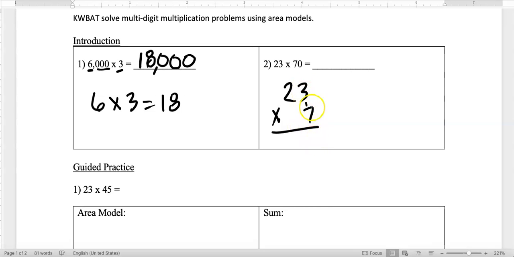7 times 3 is 21. My 1 comes there, regrouping my 2 tens. 7 times 2 is 14 plus 2 gives you 16. I can simply write that 16. I don't have to regroup. So I have 161 as my answer for 23 times 7. I have 1 zero to add. And I'm not going to forget my comma, so I'm going to count 3 in. 1, 2, 3. Add my comma. My answer for 23 times 70 is 1,610. I'll meet you in the guided practice as we review area model with multiplication.